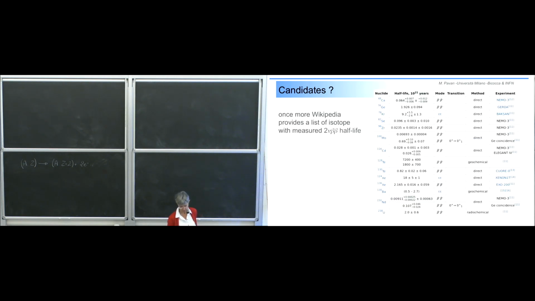And on Wikipedia you also find, it's not completely up to date, the table of the two neutrino half-life measurements. And you see that the unit is 10 to the 21 years. That is quite long. It's important because it means that you have to wait for a long time to see a decay. And keep in mind that this is expected to be much shorter than the neutrinoless double beta decay.